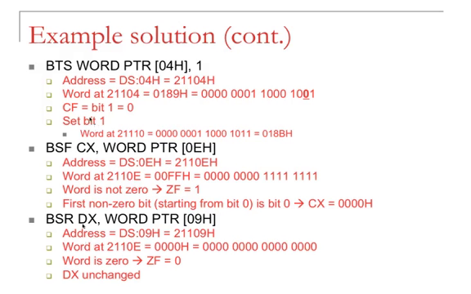BSR is scanning in the opposite direction. We're going to scan from the most significant bit to the least significant bit. And for this particular word, it is 0, so we scan all the way through. We found that all the bits are 0. There's no non-zero bit, so we're going to put 0 in the zero flag, and DX is going to be unchanged because there's no non-zero bit.